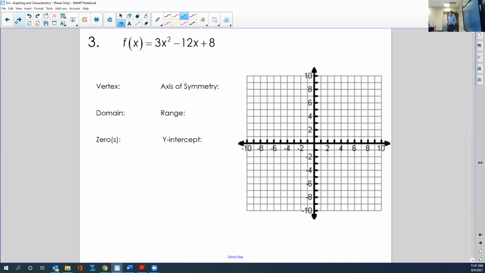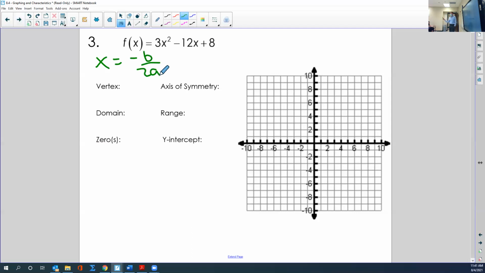All right, what format is this in? Standard form. Standard form is not very helpful in graphing. It does give us our y-intercepts. What we want to do for standard form is use part of the quadratic formula: negative b over 2a is the x value of your vertex, or the axis of symmetry. You're not going to be provided that. I'm providing it to you now so that you have it. So we need to find that.